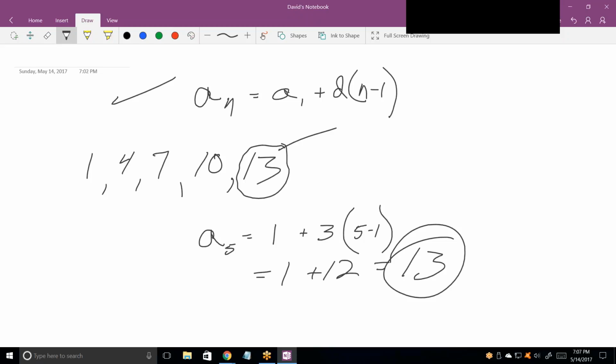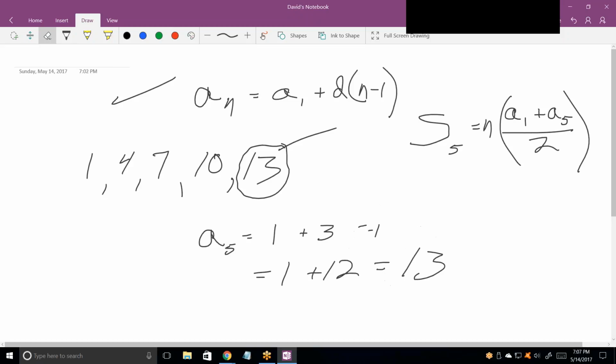Okay, and then the other key thing about sequences is what is the sum of the sequence. In other words, if I want to know the sum of the first 5 terms, that's the first term plus the last term divided by 2 all times the number of terms. I think that's what it is.